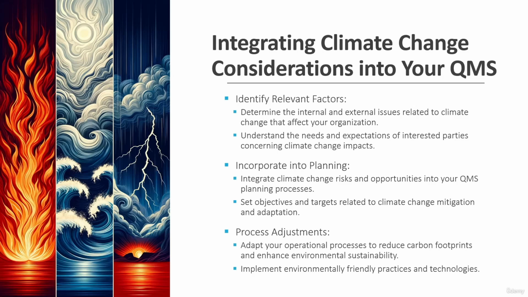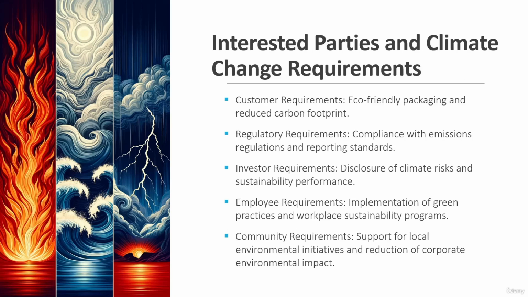And then when it comes to implementing, look at your operational processes and see where you can reduce the impact on climate change, where you can reduce the carbon footprint, and all the factors which you can implement to enhance the environmental sustainability. So consider these things in your work processes, what you are doing, and implement environmentally friendly practices and technologies. So earlier when we talked about interested parties and their interest in climate change factors, here are some of the examples which you might want to consider.